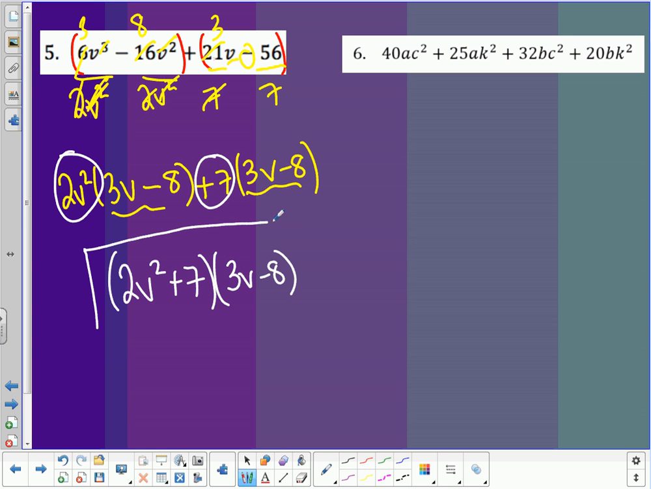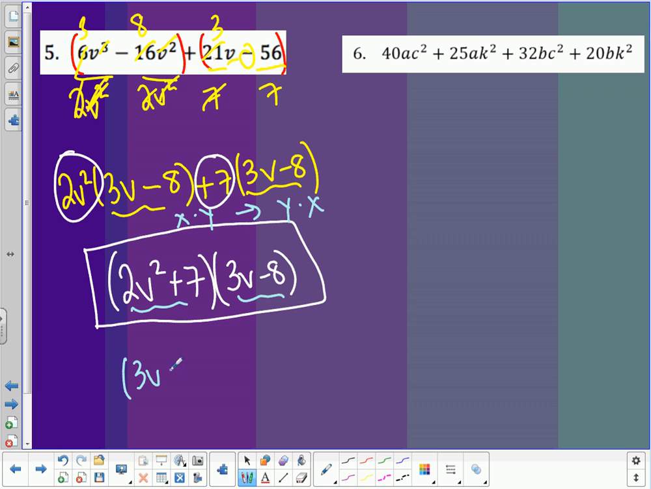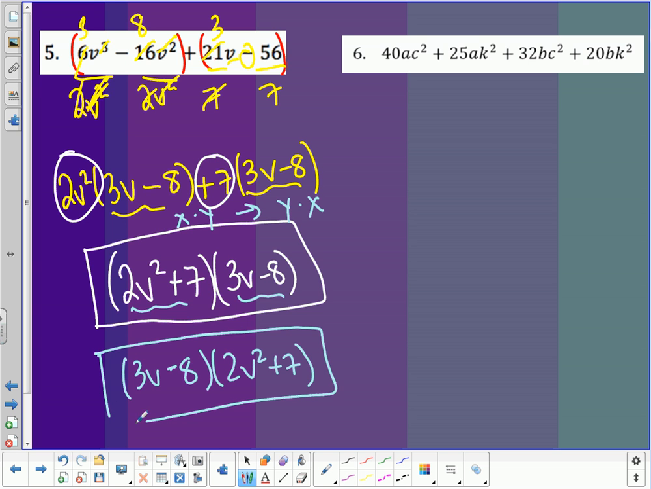Some of you may be asking, I wonder if it matters what order I write these two factors. And the truth is it does not. So you have 2v squared plus 7, 3v minus 8. This is just really like an x times a y, which we all know is the same thing as y times x. So if I flipped those and did 3v minus 8 times 2v squared plus 7, I'm really getting the same answer there. It does not matter which order you put your factors. You can put the other one in front and the other one behind because I can flip multiplication. If I flip multiplication, I get the same answer.